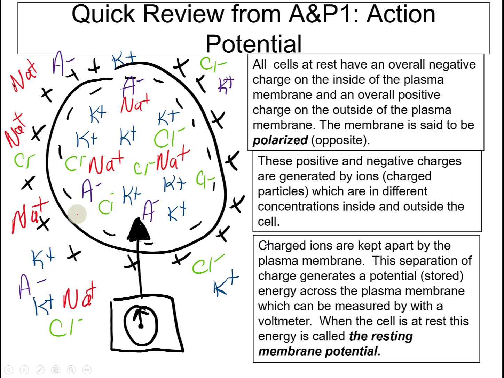So the separation of charges across the plasma membrane results in potential energy. Remember, potential energy is stored energy. And if you put a voltmeter with a little probe in, you can actually measure this potential energy, which is measured in volts. So when the cell is at rest, this energy across the membrane is called the resting membrane potential.